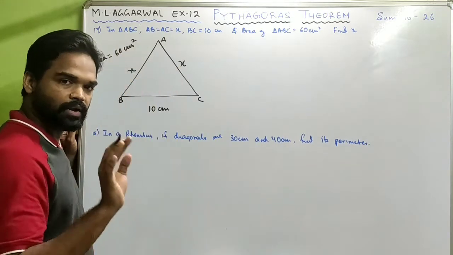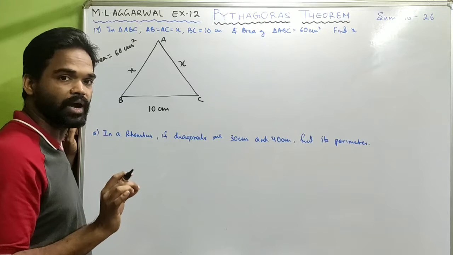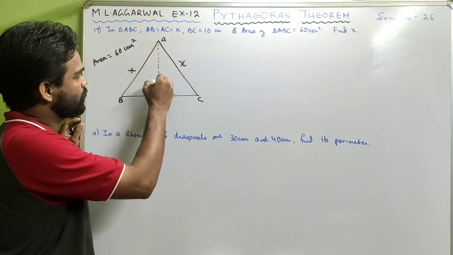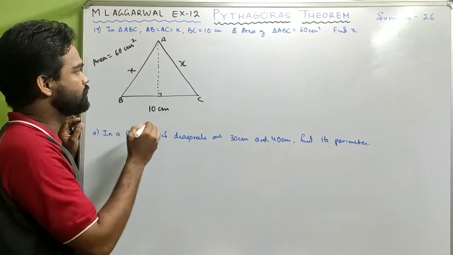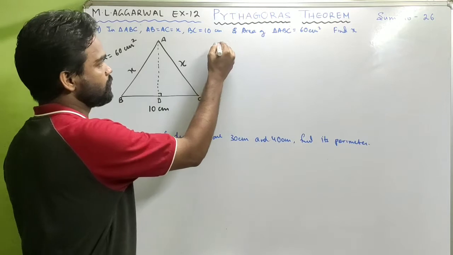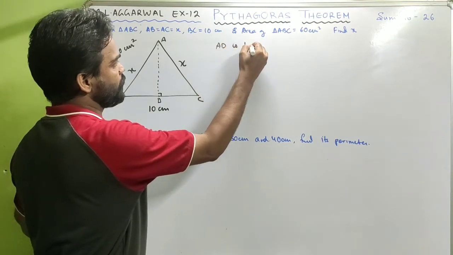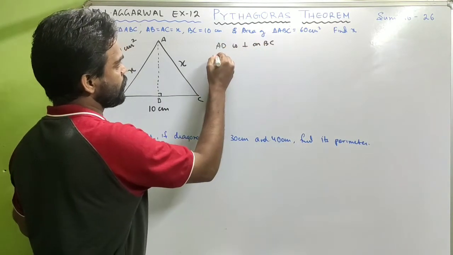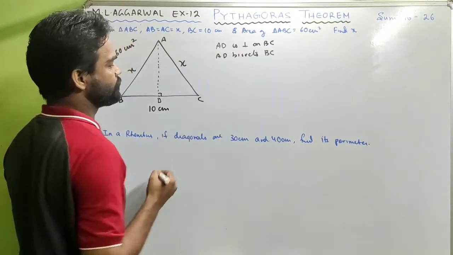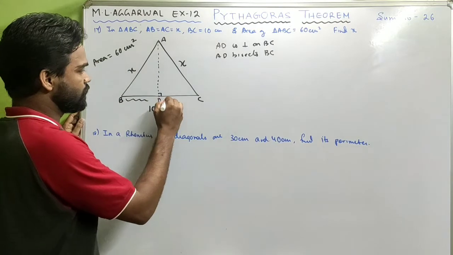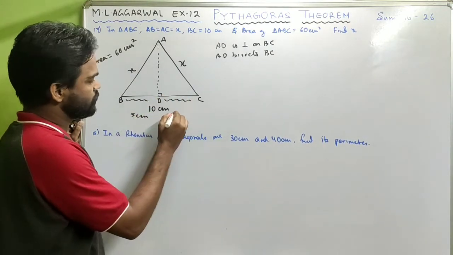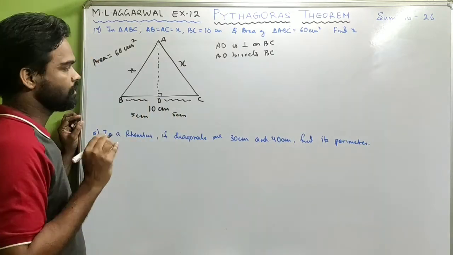Find X. Now we know in an isosceles triangle, if you drop a perpendicular from A on BC, suppose AD, then AD is perpendicular on BC and AD bisects BC, which means BD and DC will be same, which is 5 centimeter each. We know this property.